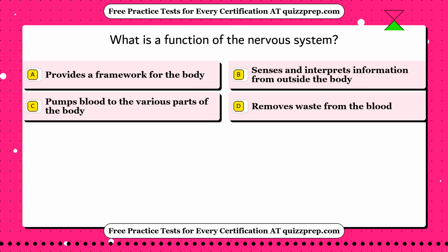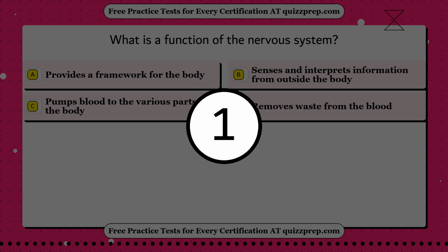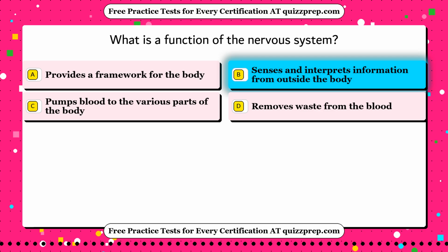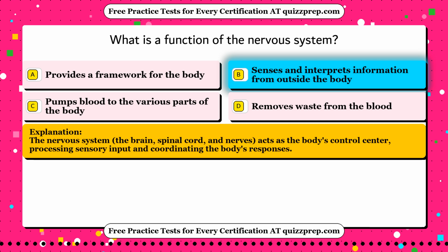Question 98. What is a function of the nervous system? Option A. Provides a framework for the body. Option B. Senses and interprets information from outside the body. Option C. Pumps blood to the various parts of the body. Option D. Removes waste from the blood. The correct answer is option B. Senses and interprets information from outside the body. The nervous system, the brain, spinal cord, and nerves, acts as the body's control center, processing sensory input and coordinating the body's responses.